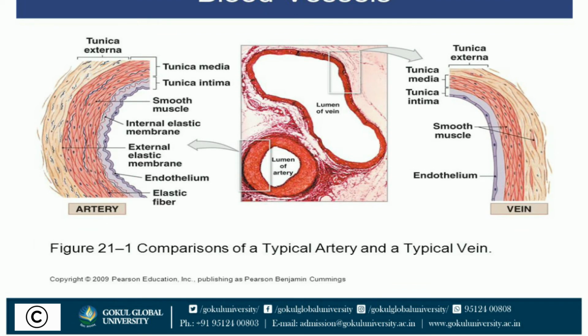In this diagram you can see the structure of the artery: tunica externa, tunica media, tunica intima, smooth muscle, internal elastic membrane, external elastic membrane, endothelium, elastic fiber, as well as the lumen of the vein and the lumen of the artery. You can see tunica externa, media and intima, the same in the vein, with smooth muscle and endothelium.